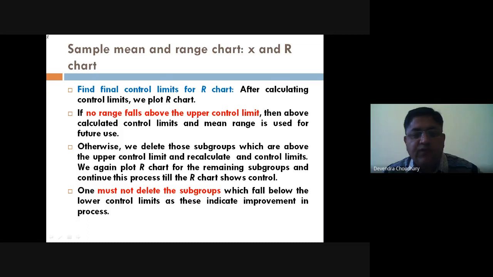If any of the values falls above the upper control limit, we delete those subgroups which are above the upper control limit and we recalculate R bar value and control limits. We again plot R chart for the remaining subgroups and continue this process till the R chart shows control. It should be kept in mind that we should not delete the subgroups which fall below the lower control limit, as these indicate improvement in process.